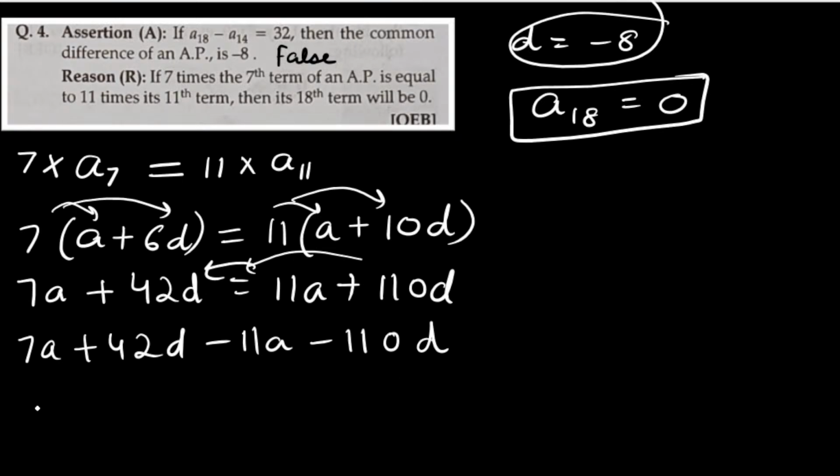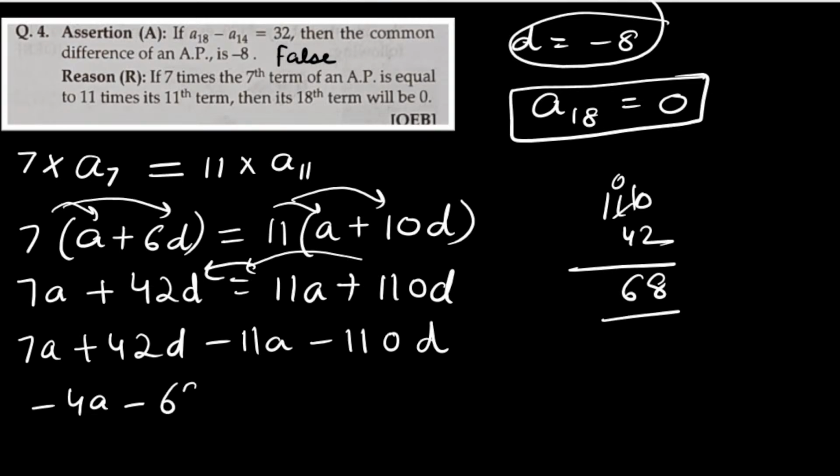So plus minus minus, so minus 4A, and what will we get? Minus 110 if we do subtraction. So 10 minus 2 is 8, 68. Is it correct? The minus sign we will take common. So 4A plus 68.